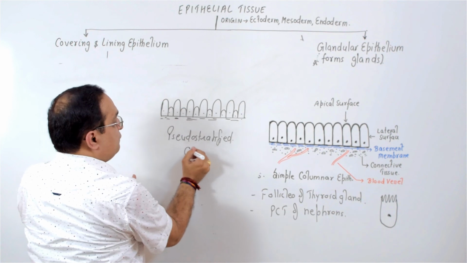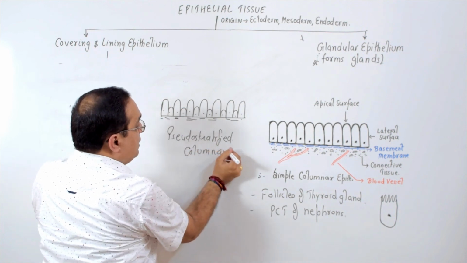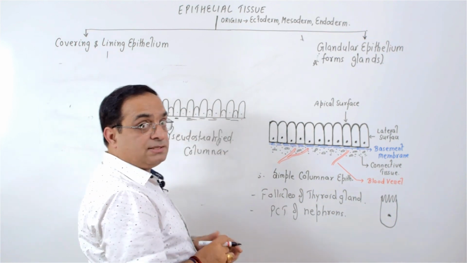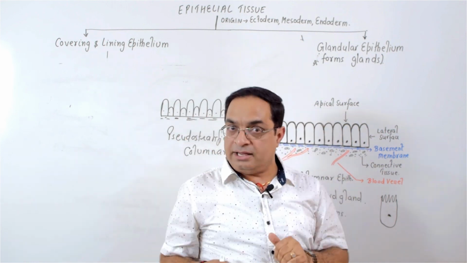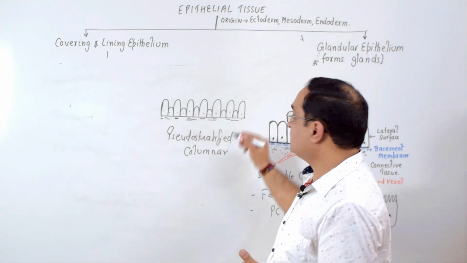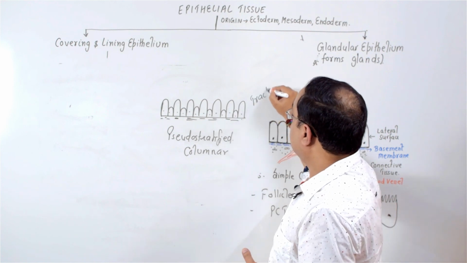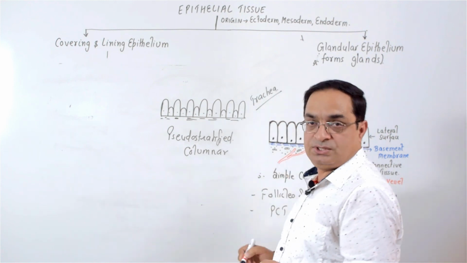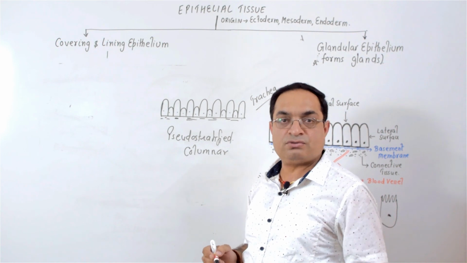The pseudo-stratified columnar appears to be multi-layered, but actually it is not. The cells are of different height. Nuclei are at different locations. That's why it gives a false appearance of being multi-layered. And it is present where? It is present in the trachea, your respiratory tract.